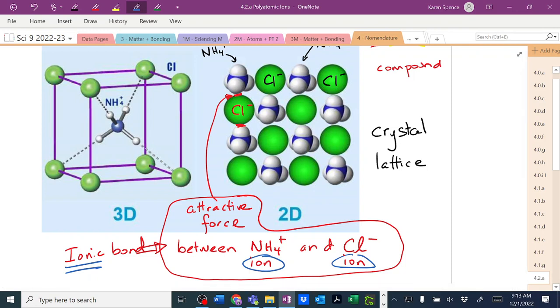So none of this structural stuff really is important to the naming of it, but it does show you how you would recognize that this is an ionic compound. Even though it doesn't start with a metal, all other ionic compounds start with a metal, but ionic compounds can also start with NH4, and that will still be ionic.